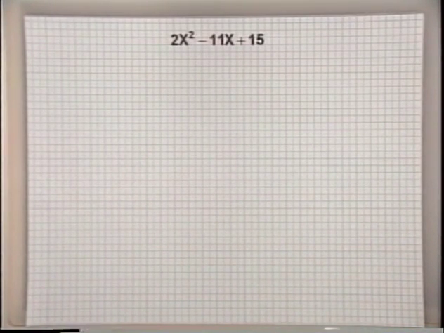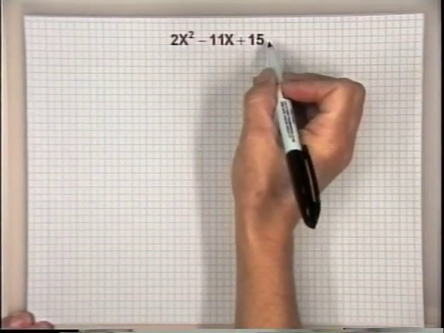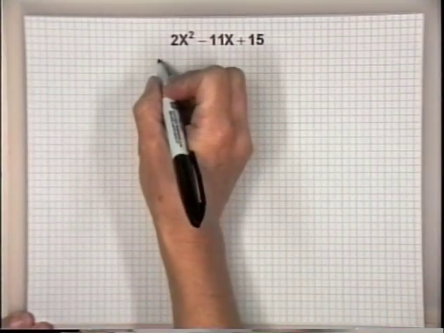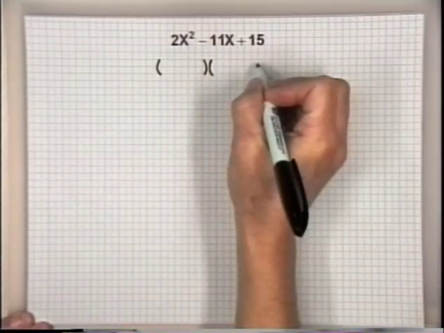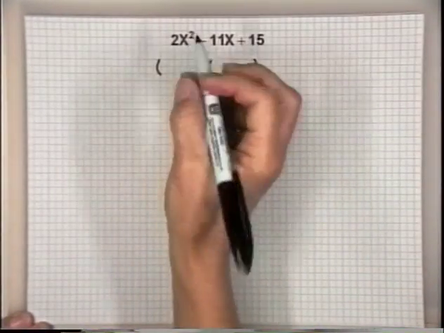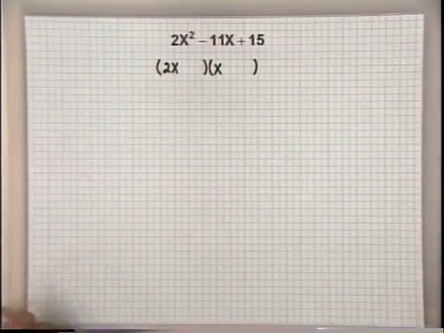2x squared minus 11x plus 15. Again, I do not see a common factor in this problem. So we will go ahead and try some possibilities. Again, the only factors of 2x squared would have to be 2x times 1x.